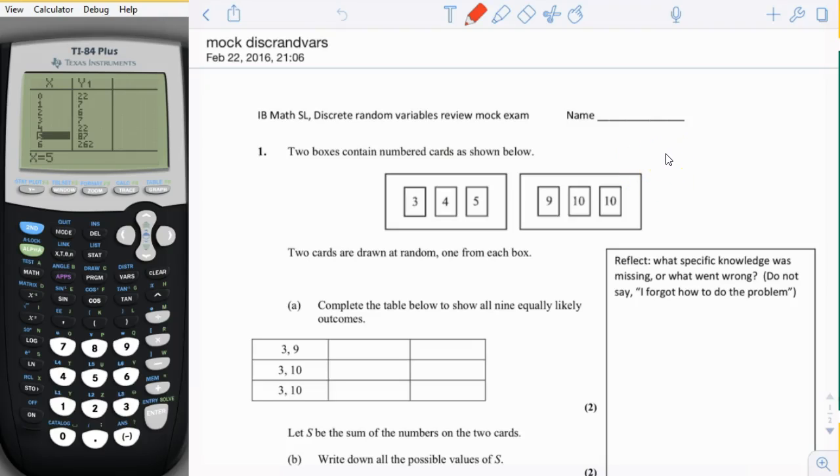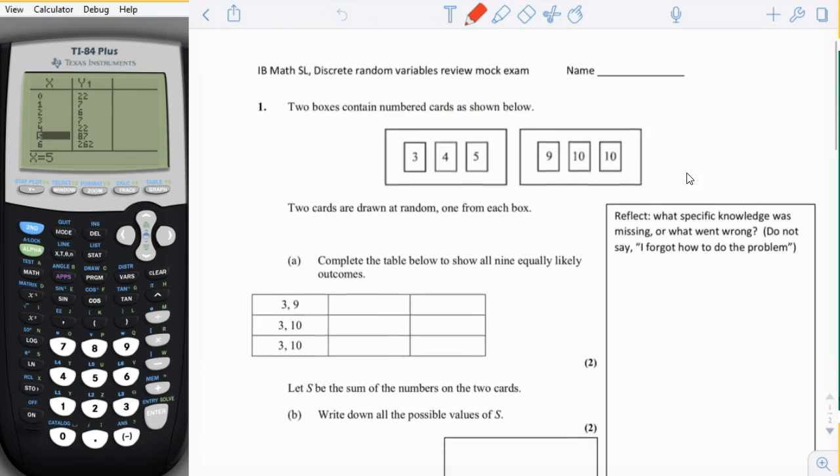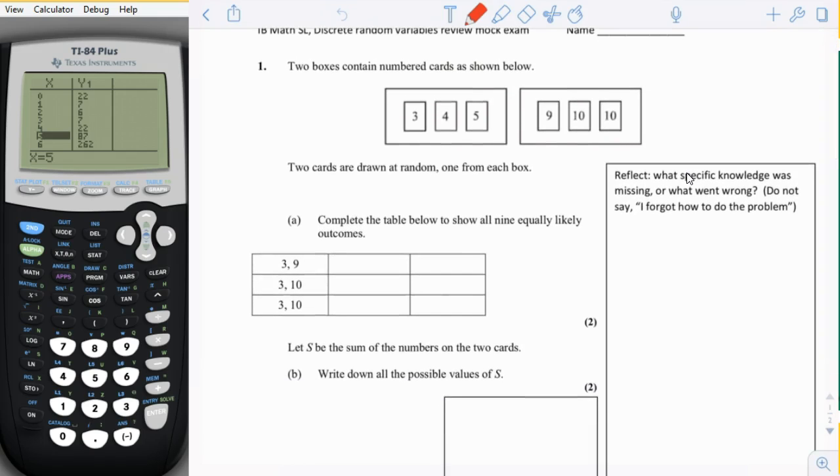Discrete random variables mock exam solutions. Number 1. 2 boxes contain numbered cards as shown below. So one box contains 3, 4, 5, and the other box contains 9, 10, 10. 2 cards are drawn at random, one from each box. Complete the table below to show all 9 equally likely outcomes.